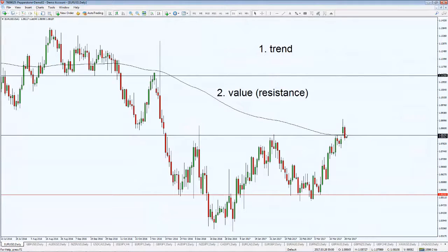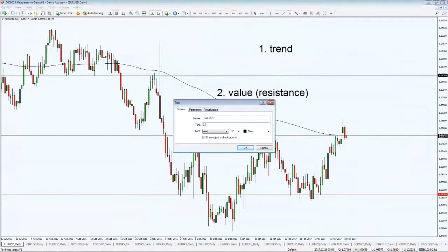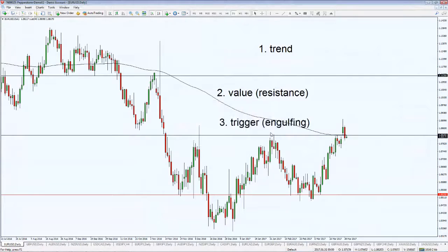Not all traders would agree that this is a definition of an engulfing pattern, but the way I define it is that as long as the candle covers the body of the previous candle and closes below the low of the previous candle, that to me is my definition of an engulfing pattern. So number three, your entry trigger, say engulfing. With these three criteria, to me, it's a valid setup to go short.